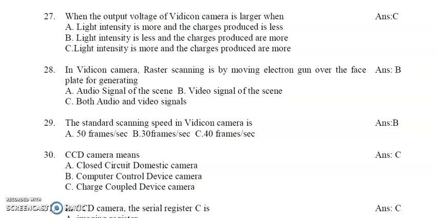CCD camera means A. Closed circuit domestic camera, B. Computer controlled device camera, C. Charge coupled device camera. So the answer C is the correct answer. Charge coupled device camera.